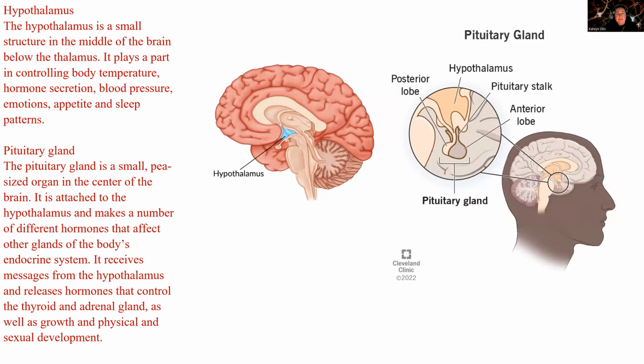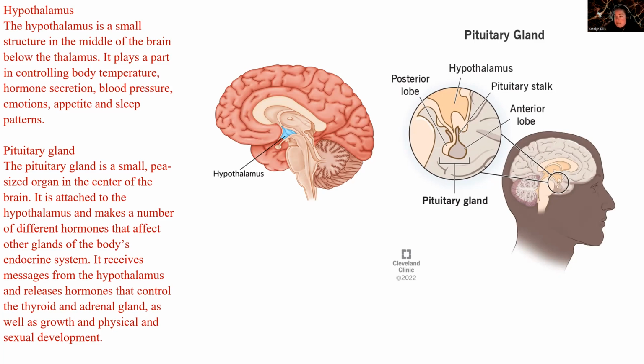The hypothalamus in this middle image here, it is pictured in blue. The hypothalamus is a small structure in the middle of the brain below the thalamus. It plays a part in controlling body temperature, hormone secretion, blood pressure, emotions, appetite, and sleep patterns.